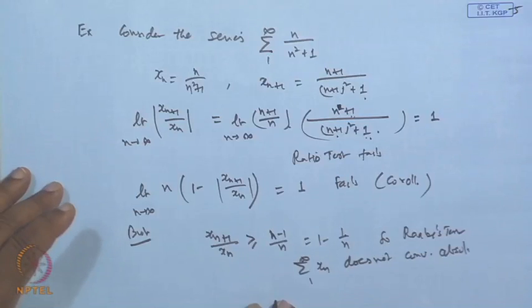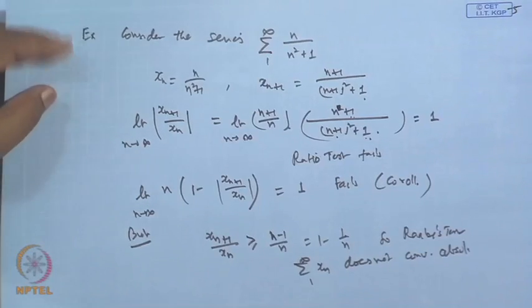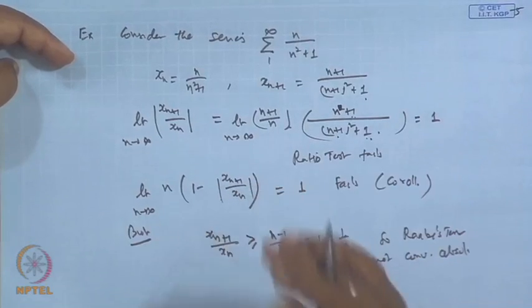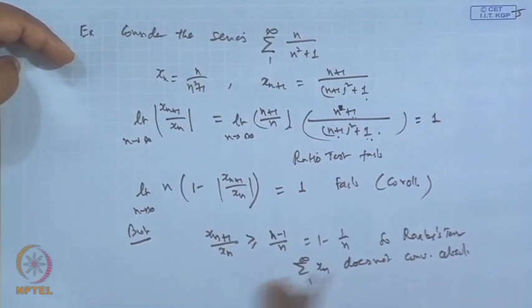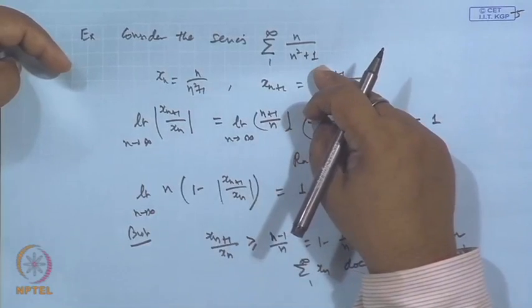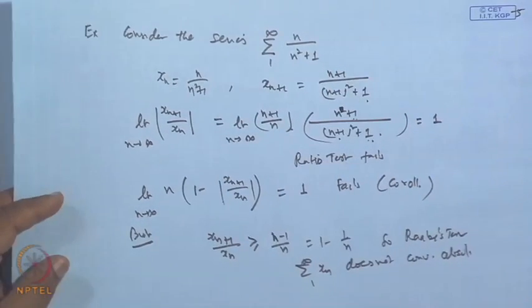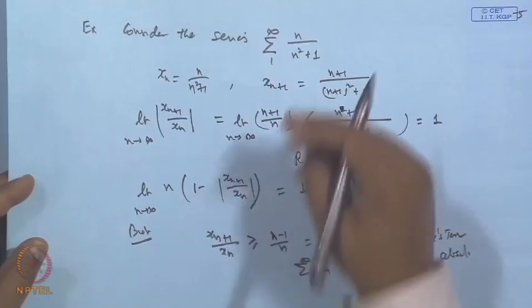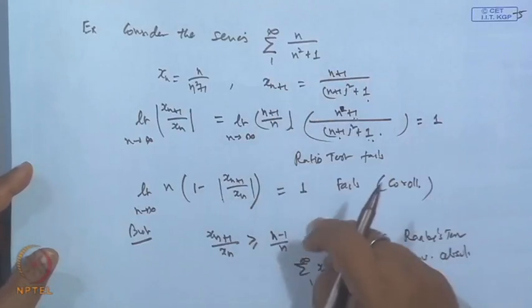So, this shows that though the Raabe's test is difficult to apply, to find these types of ratios and get the decision, it is much stronger than the corollaries of this Raabe's test. But practically the corollary is much easier to apply. So, this is all about the convergence or absolute convergence of the series.